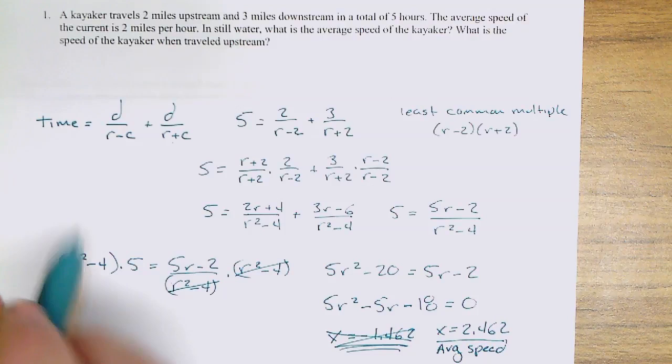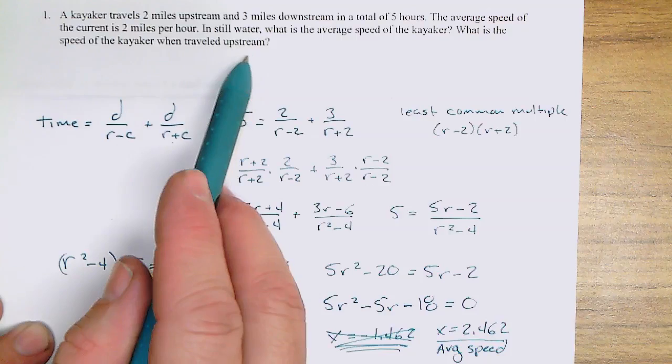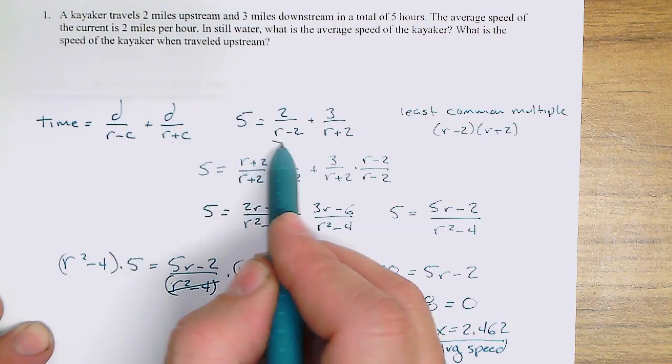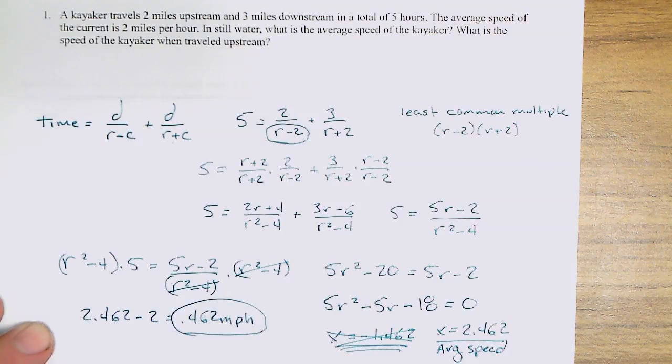Now, it also asks, what is the speed when the kayaker traveled upstream? Well, we know the current right here, his speed's going to be his average speed minus the current. So 2.462 minus 2, or 0.462 miles per hour. There's our solution.